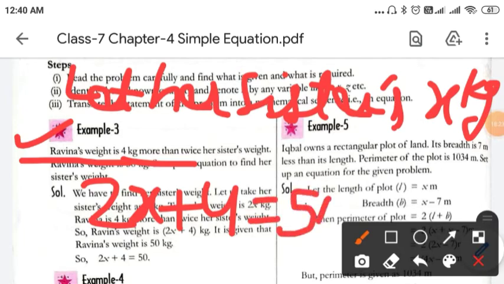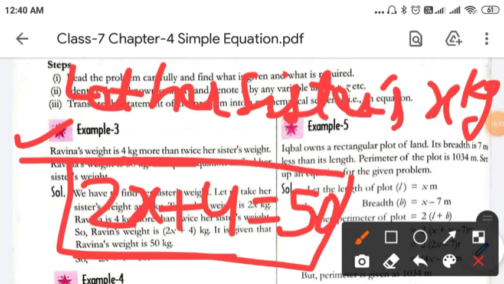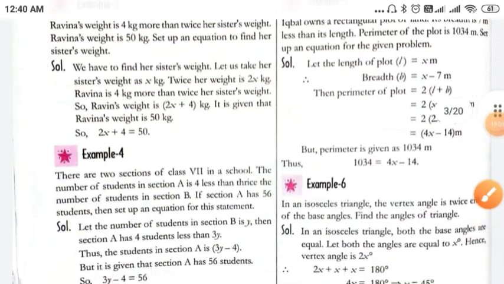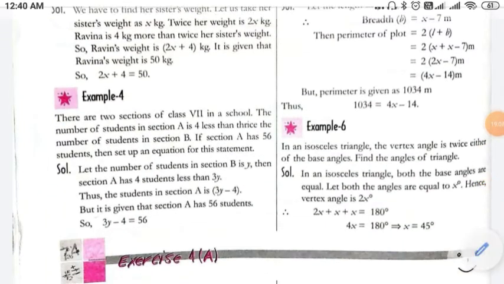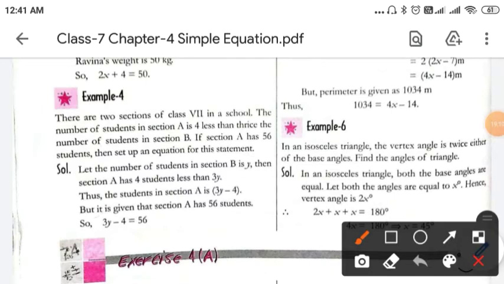So it is numerically equal to 50, because we have learned that in a linear equation there are two parts, LHS part and RHS part, and the numerical value of the LHS part is always equal to the RHS part. So here we have a variable, so it is written 2x plus 4, and there is a fixed numerical value, which is 50 kg. So these two are numerically equal. So 2x plus 4 is equal to 50 is the equation for example 3. Next, move on to example number 4. Example number 4 is, there are two sections of class 7 in a school.